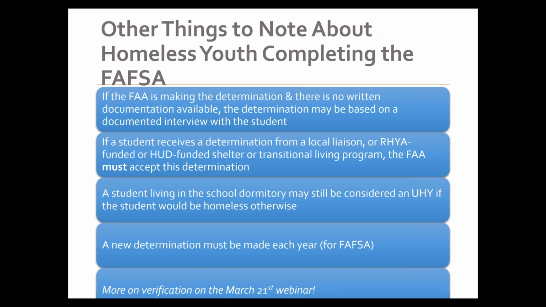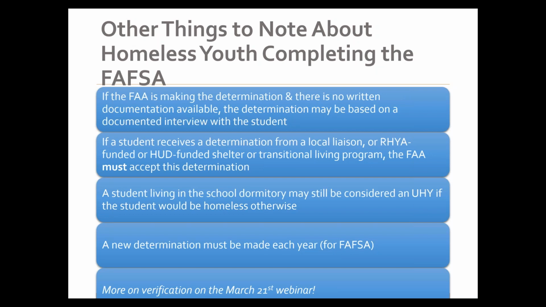So that's why, to reiterate, it's easier to go and get this determination from the school liaison or the RHY or HUD program. And now financial aid administrators are instructed by the U.S. Department of Education to determine if the student is unaccompanied and homeless or at risk of being so, without regard for why the student is homeless. So just so you know going into this, what is this going to be for the student? They are not instructed to determine the details about why the student is homeless, what is their family history. It's really just whether they are homeless or not.